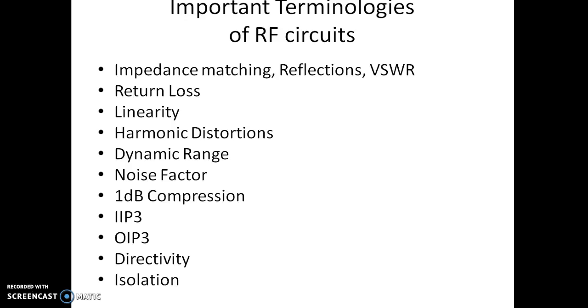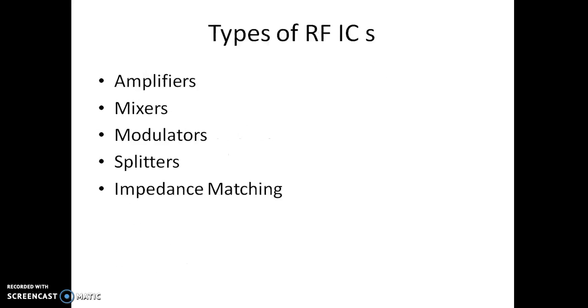Isolation is this: if you have more than one input, how is one input isolated from the other input, because there should not be any crosstalk between the inputs. So we need to have good isolation between the two inputs as well as the output.